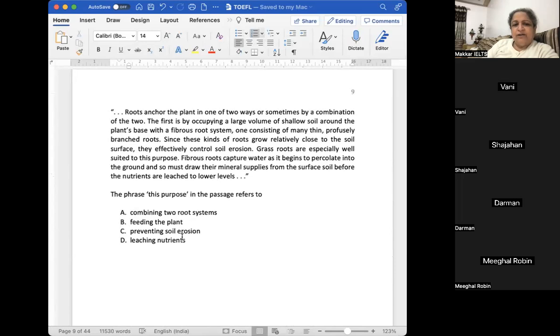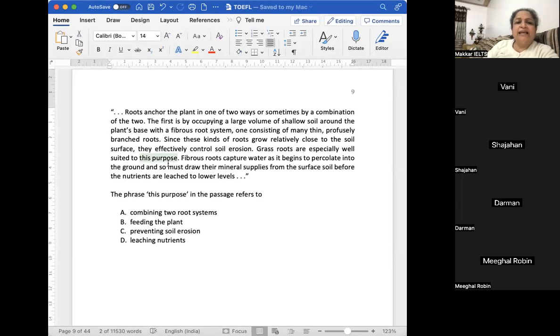This phrase can also be asked like this. Roots anchor the plant in one or two ways, or sometimes by a combination of the two. The first is by occupying a large volume of shallow soil around the plant's base with a fibrous root system, one consisting of many thin, profusely branched roots. Since these kinds of roots grow relatively close to the soil surface, they effectively control soil erosion. Grass roots are especially well suited to this purpose.